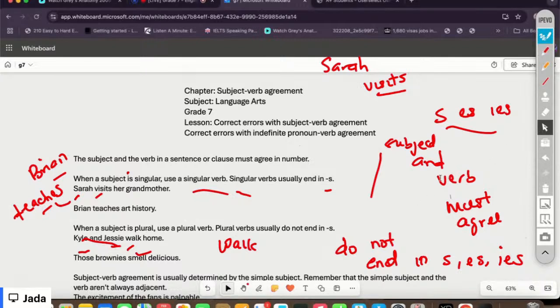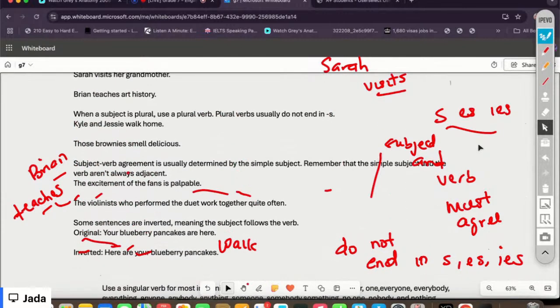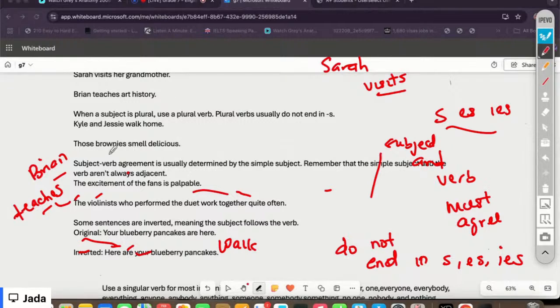That's why you need to note that a singular subject goes with a singular verb and a plural subject goes with a plural verb, and the plural verb does not end with s or es. Now we have, those brownies smell delicious. Brownies, plural. And then smell, which is the verb, does not have s, es, or ies.